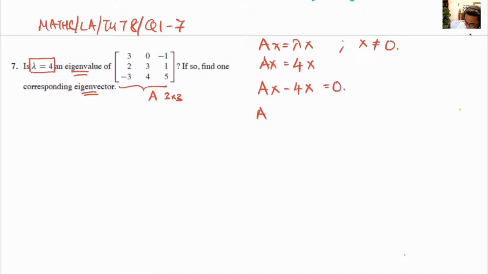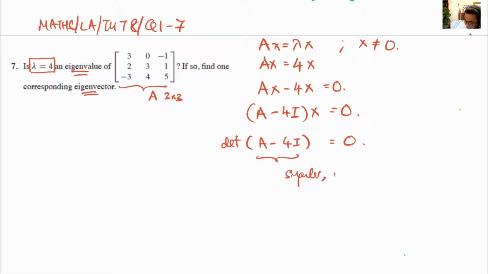We use the trick of (A minus 4I)x equals 0, and now we note that we want to make sure that the determinant of this matrix is equal to 0, implying that this matrix is singular, or that this matrix has dependent columns. When it has dependent columns, there will be a non-zero x such that (A minus 4I) times x gives the zero vector. So this is the reason.